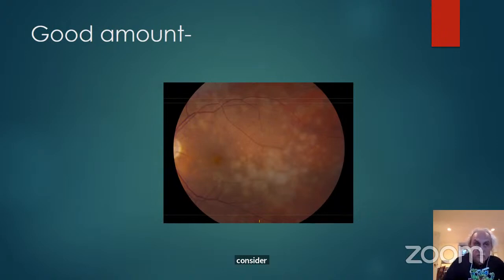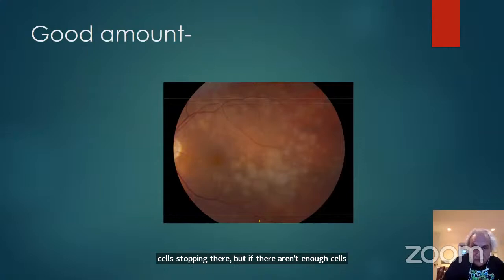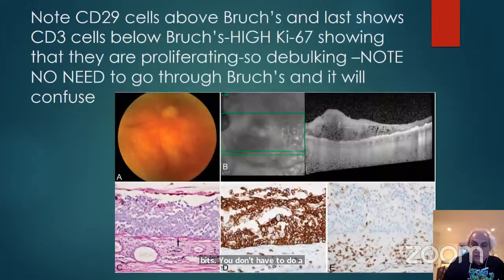And if there are enough cells, stopping there, but if there aren't enough cells, then attacking the cells in the sub-RPE space. And to do that, you just need to use the same technique that we described before, using the vitrector and the syringe and taking little bits. You don't have to do a chorioretinal biopsy, but I'll tell you why a chorioretinal biopsy is silly, actually.